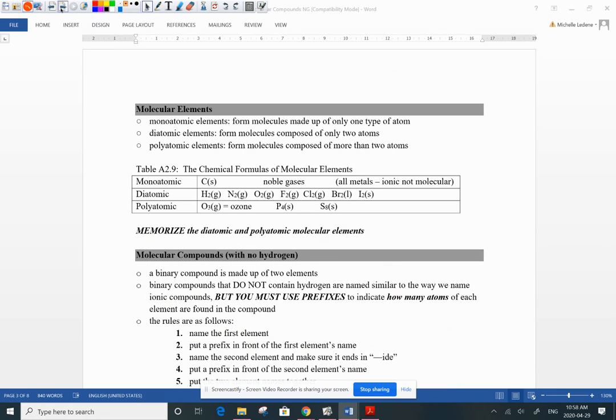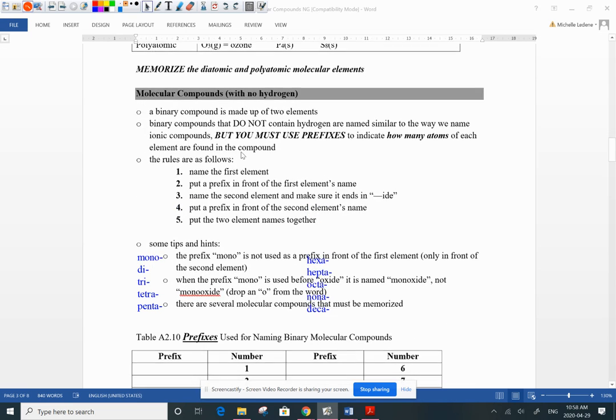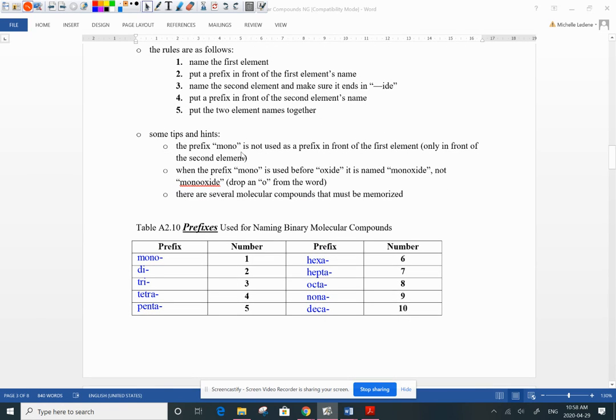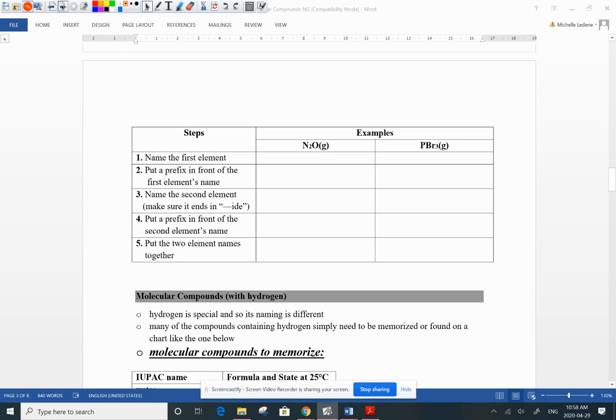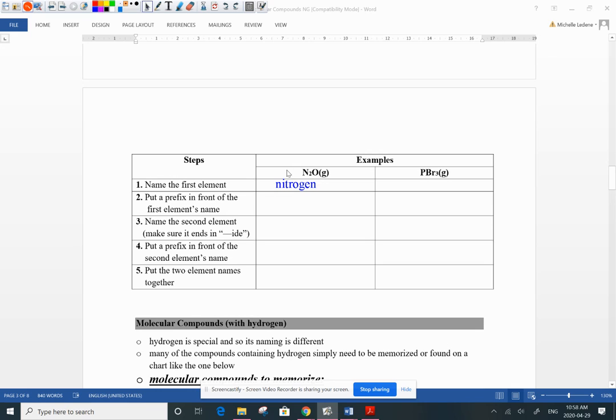Okay, so just a reminder, when you're naming, you have some prefixes that you will have to refer to. So again, you need to memorize these prefixes. 1 is mono, 2 is di, 3 is tri, etc. And as we learned in the last video, the one by Mr. DeWitt, the rules for naming are we start out with the first element in the name.